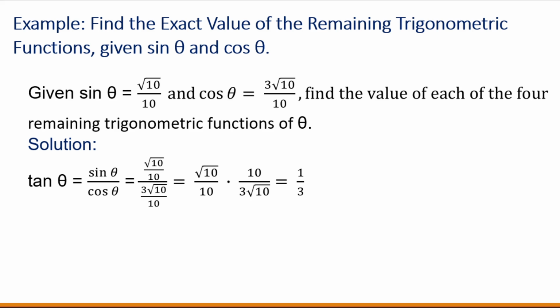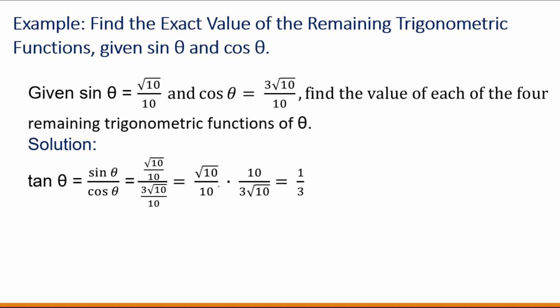We know that the tangent of theta is equal to sine theta over cosine theta. And so the sine of theta is square root 10 over 10, and this is divided by 3 square root 10 over 10. So we have a fraction divided by a fraction, and one way to simplify is to multiply by the reciprocal. So square root 10 over 10 times 10 over 3 square root 10.